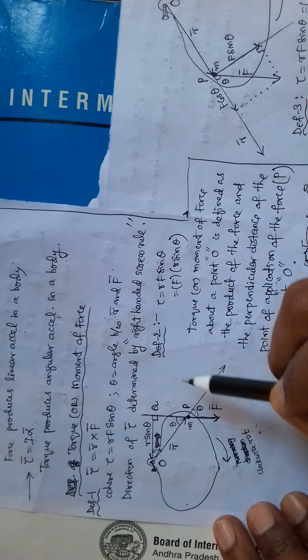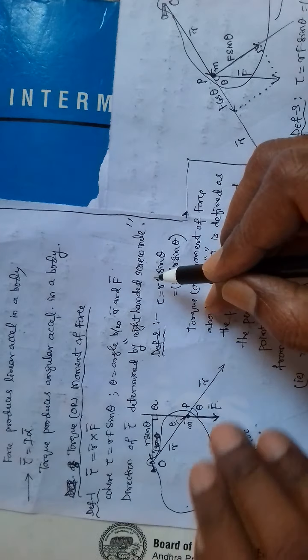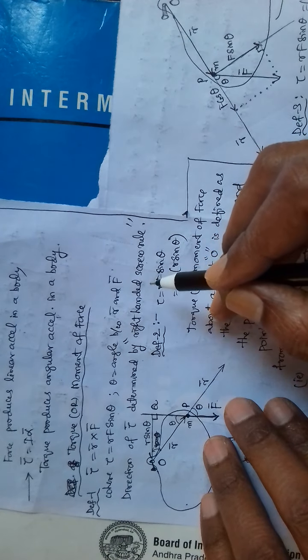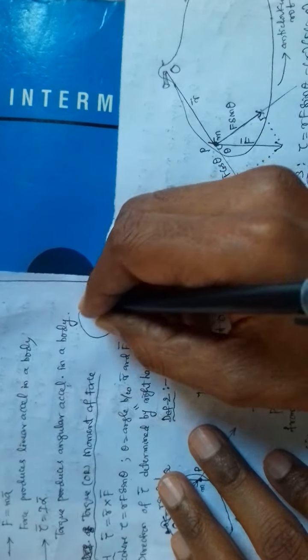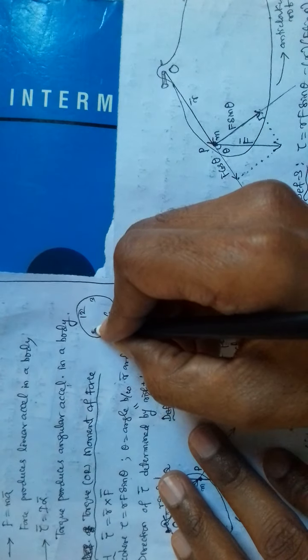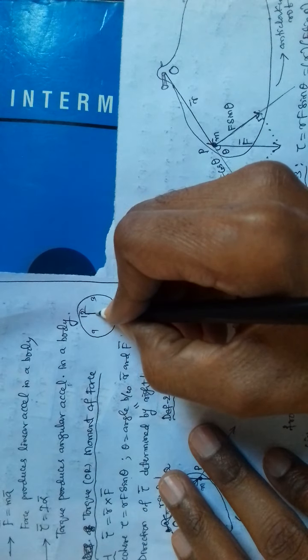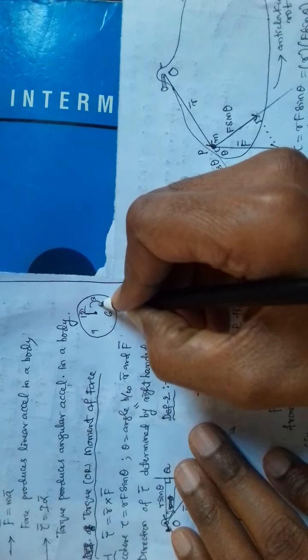See, right-hand rule. We will see here, for example, if we consider a wall clock. Let us consider a wall clock. This is a minute's hand, and this minute's hand is moving clockwise.